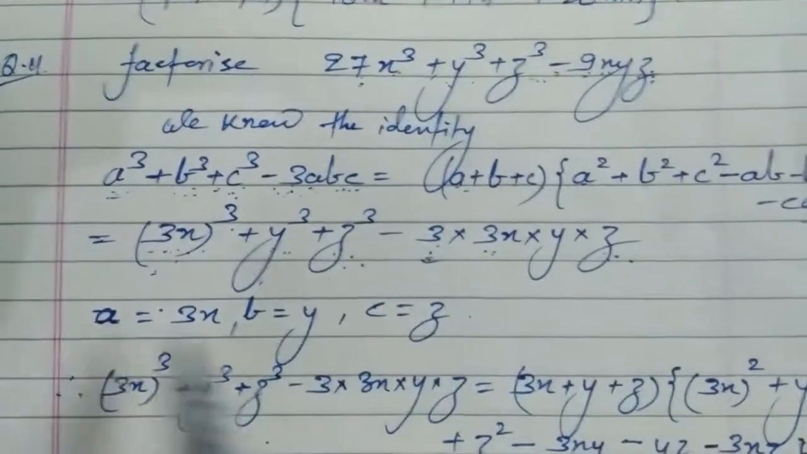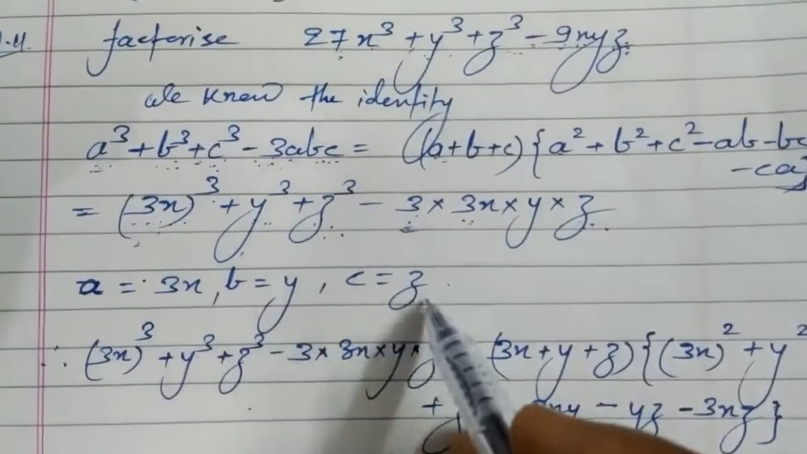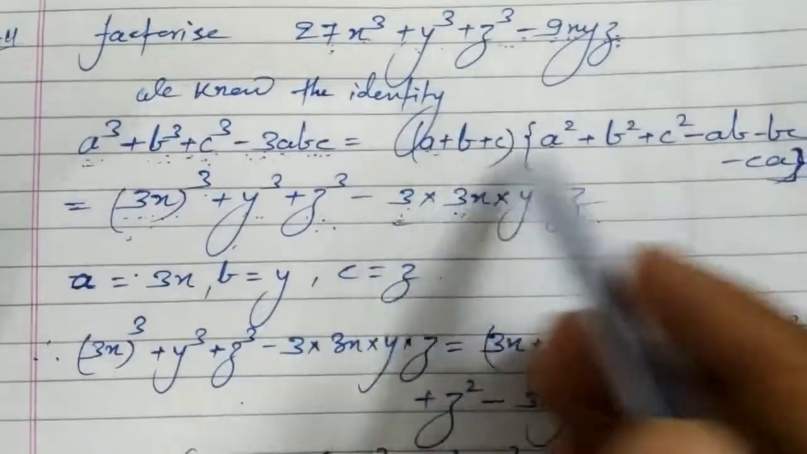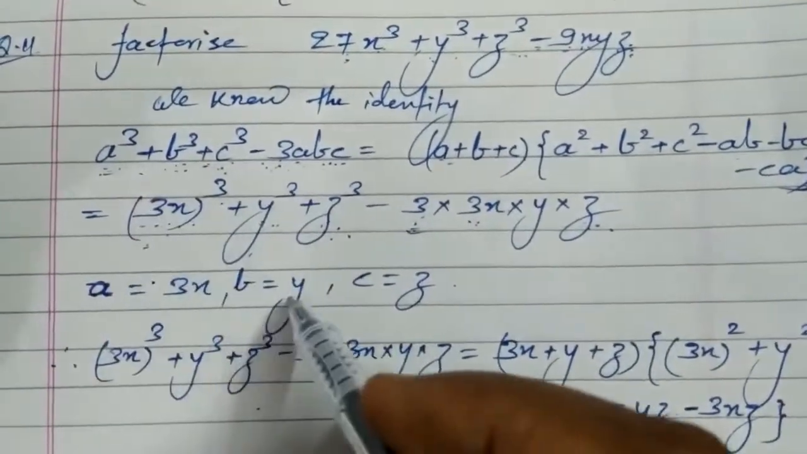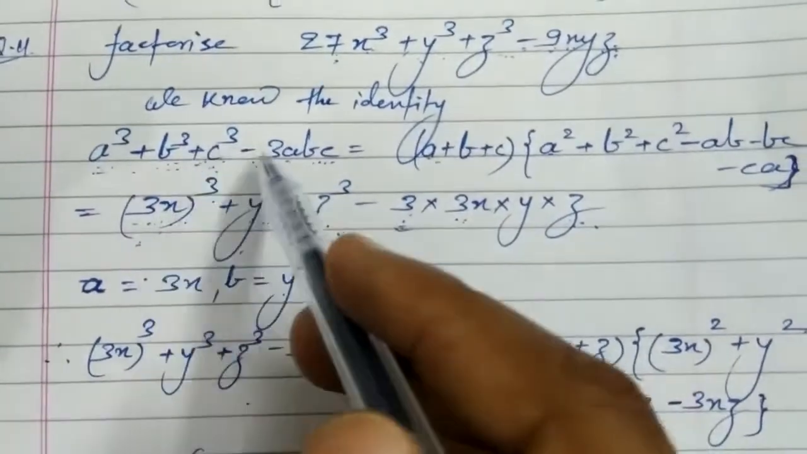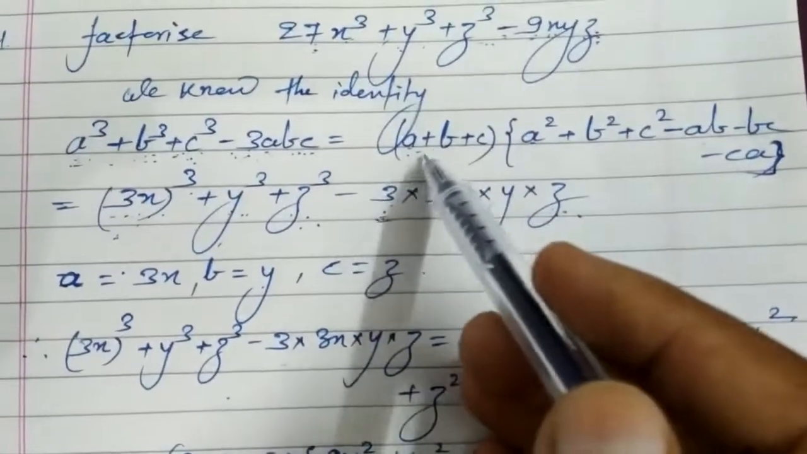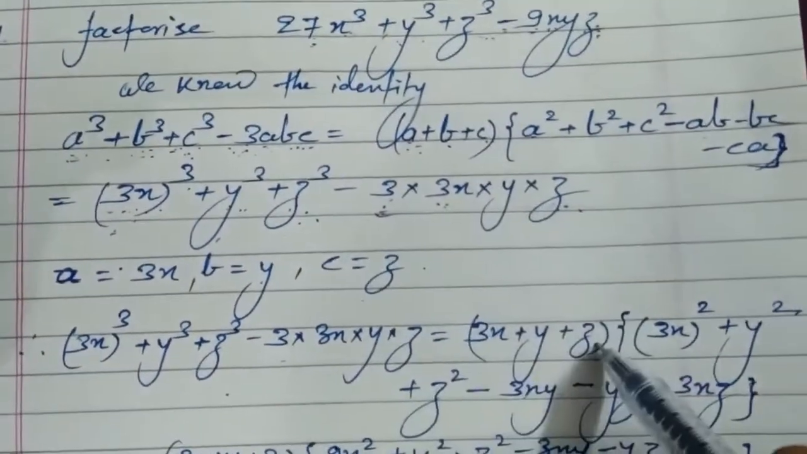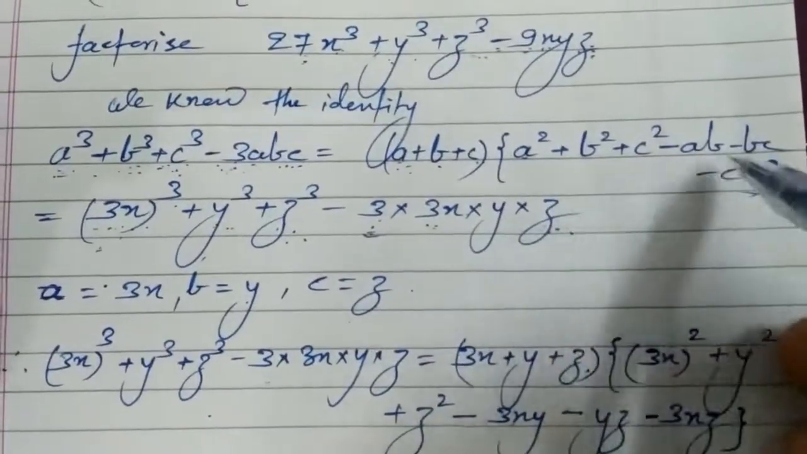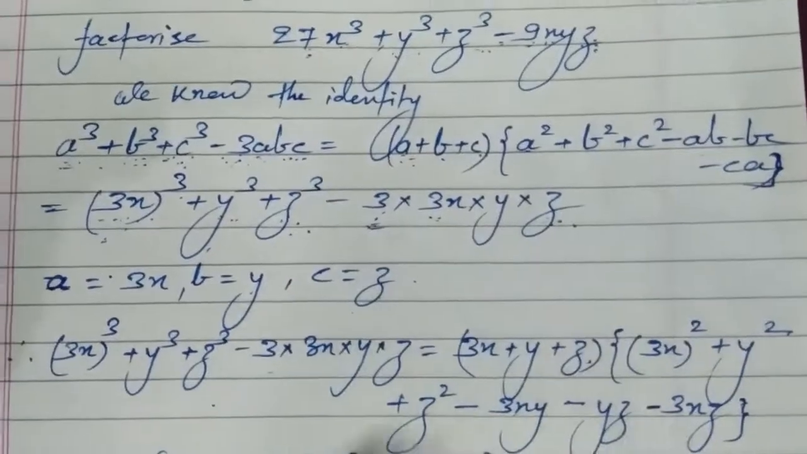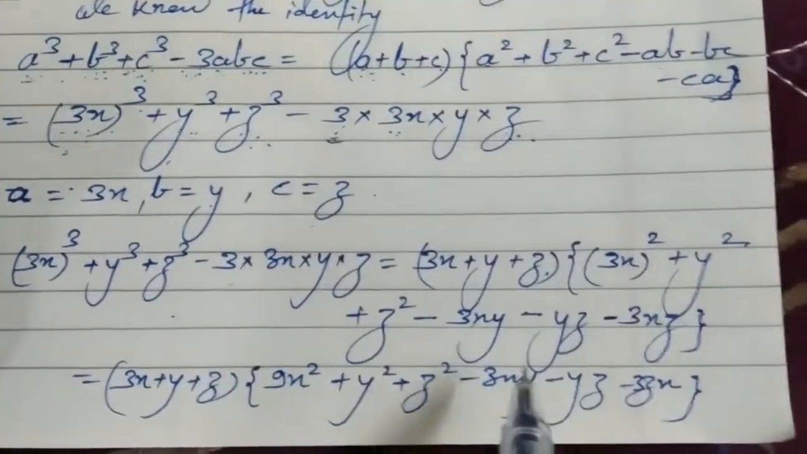So further we are moving. We have converted this in this form. So we are moving further. a equal to 3x, b equal to y, c equal to z we have got here. So put the value of a, b, c in this polynomial. a cube, (3x) cube plus b, means y cube, plus z cube minus 3abc, 3 into 3x into y into z, equal to (a, 3x, plus b, y, plus c, z). We put here the values. And similarly here, in this bracket, we put the value of a and b and c. So we have put all the values here and we simplified it. This is our answer.